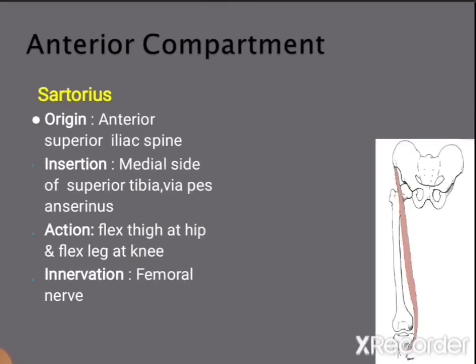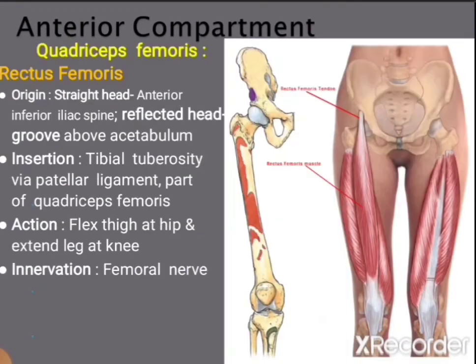Then we have sartorius. It arises from the anterior superior iliac spine and is inserted on the medial side of the superior part of the tibia via the pes anserinus. Action is flexion of the thigh at the hip and flexion of the leg at the knee. Innervation is the same for all the muscles of the front of the thigh, that is the femoral nerve.